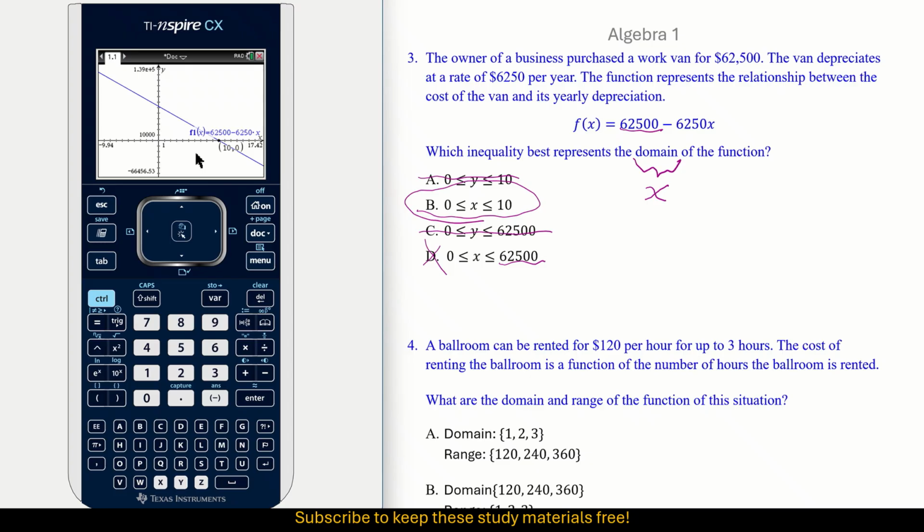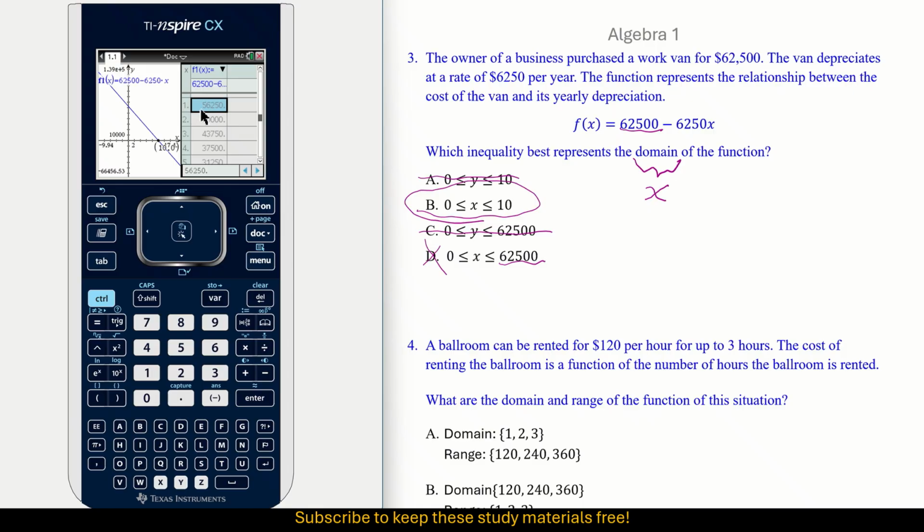Okay, now we can try to add a table. Actually, we will add a table. So let's go back to menu, and we can verify with the table. Go to number 7, and I want split screen. Push that, and there it is.